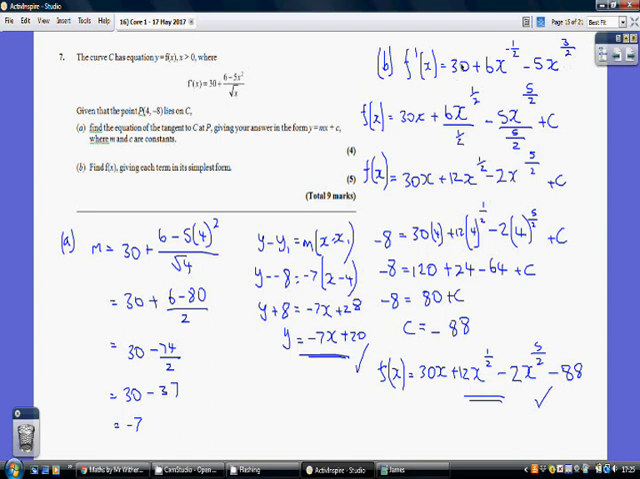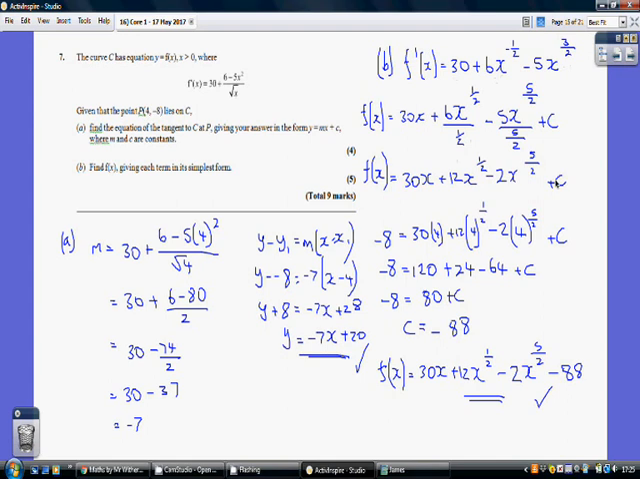So 30 becomes 30x. And remember, to integrate, we add 1 to the power and then divide by the revised power. So this power becomes a half, once we've added 1, and then we're dividing by the half. And this becomes 5 over 2 once we've added 1, and we divide by 5 over 2. And don't forget our constant c. So tidying that up, 6 divided by a half is 12, and minus 5 divided by 2.5 is minus 2. So that gives me this.